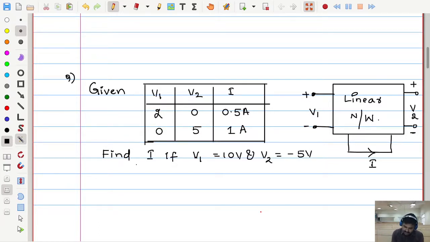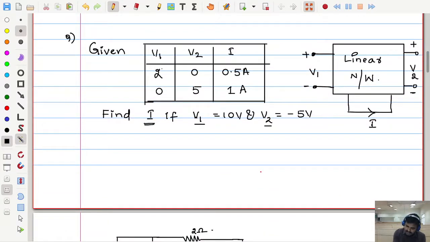Now the question is to find the current I if V1 and V2 both are acting, but V1 and V2 are not the same as the previous 2 volts and 5 volts. They are different voltages. For this I will take the help of this table in this way. V1 equal to 10 can be written as 5 times 2. That means I multiply the previous response, this row 1.